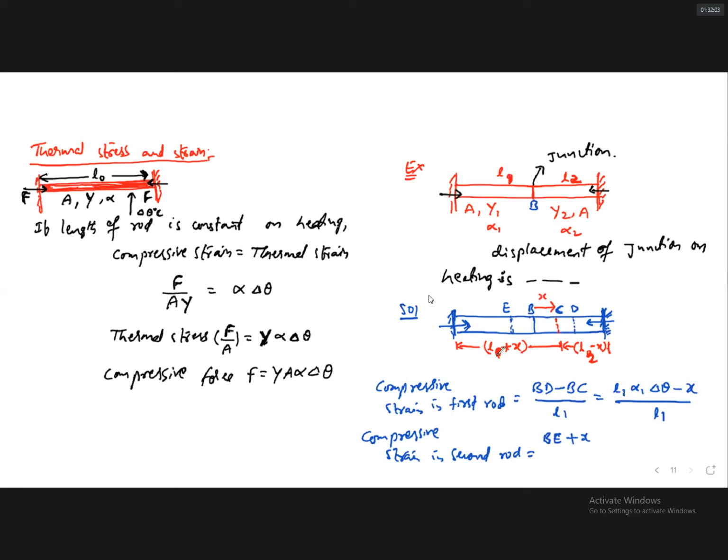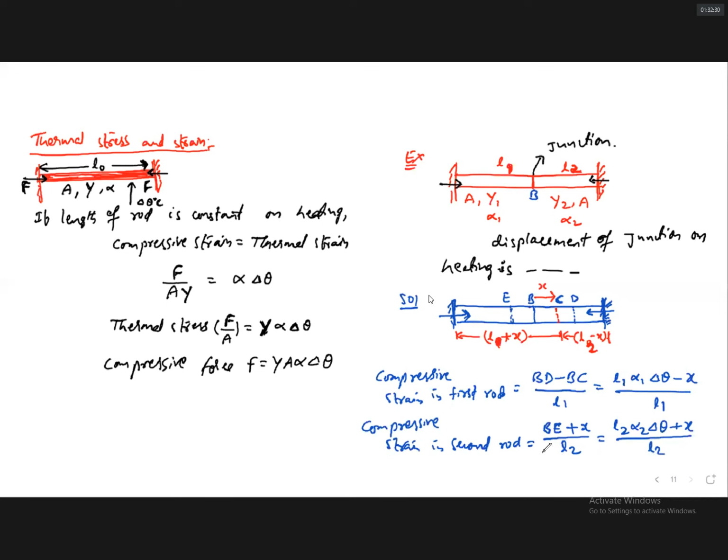Therefore, the final compression we get is BE plus BC, the final compression of the rod. The initial length should be L2. BE means elongation due to heating. We get L2 alpha 2 delta theta plus x by L2. So that is the compressive strain produced in the two rods.